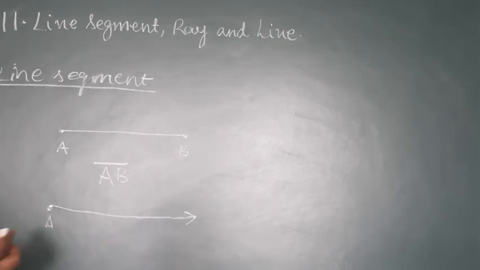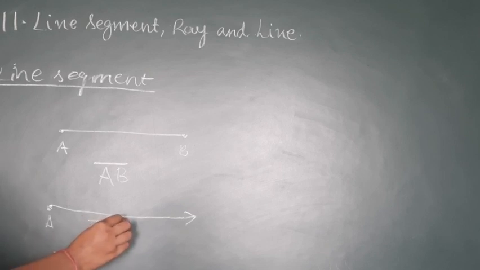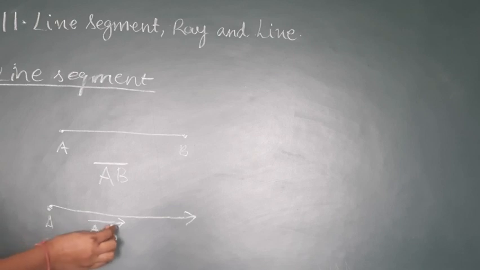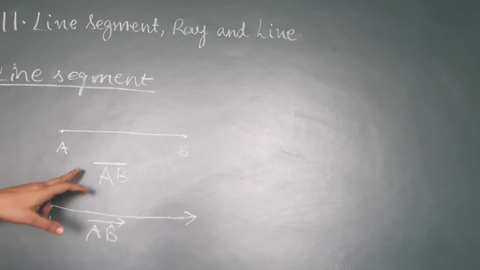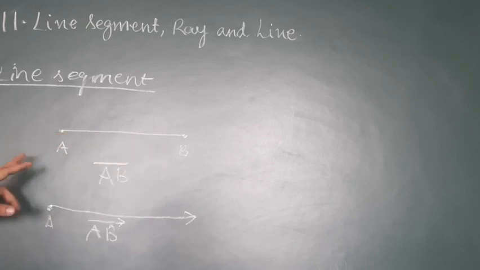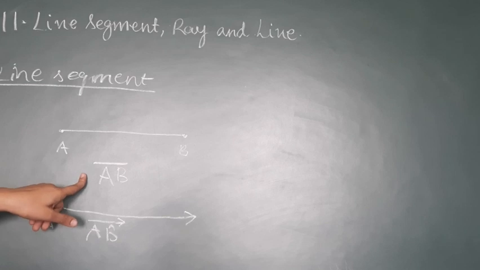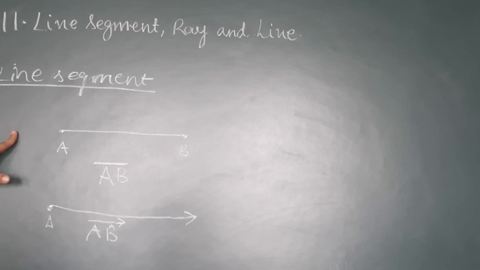So how do we represent a ray? We represent a ray like this, A, B, and there will be an arrow on the term AB. Why is there an arrow? Because it is having one end point. A line segment AB is not having any arrow because the line segment has two end points. The length is fixed. In a ray, the length is not fixed. It is having an indefinite length, and a line segment has a definite length. So this is how we represent a line segment, and this is how we represent a ray.